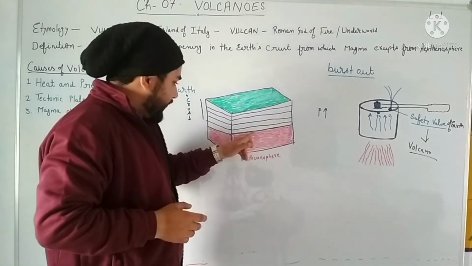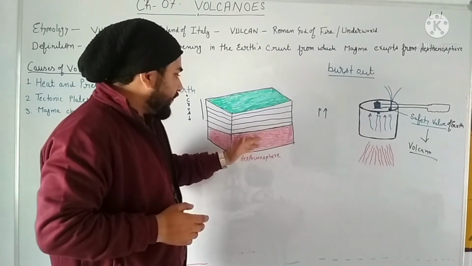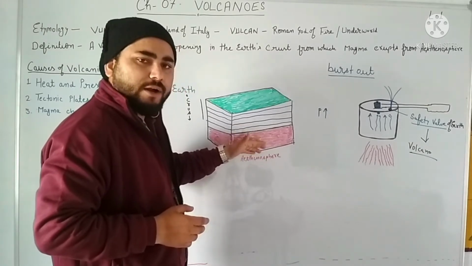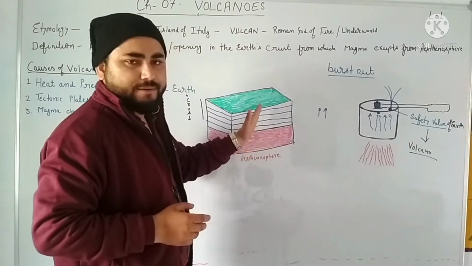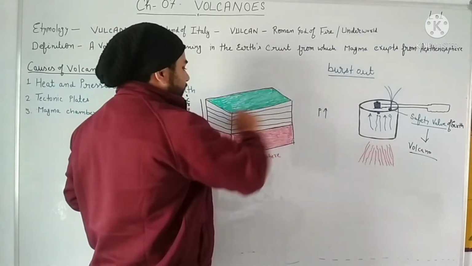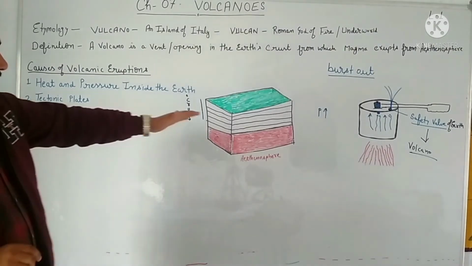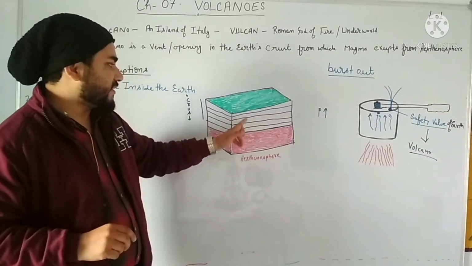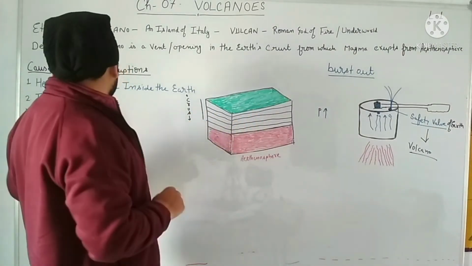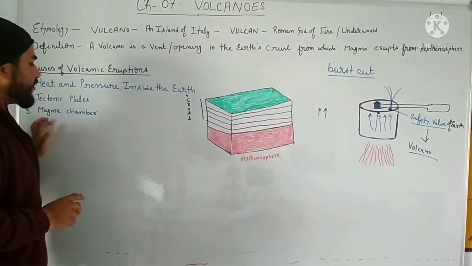So because of this pressure, the hot material ascends upside. And where will it ascend? See here, the blockage is there. If there are cracks inside it, then... The second thing we are talking about is tectonic plates. But let me tell you about the magma chamber first.